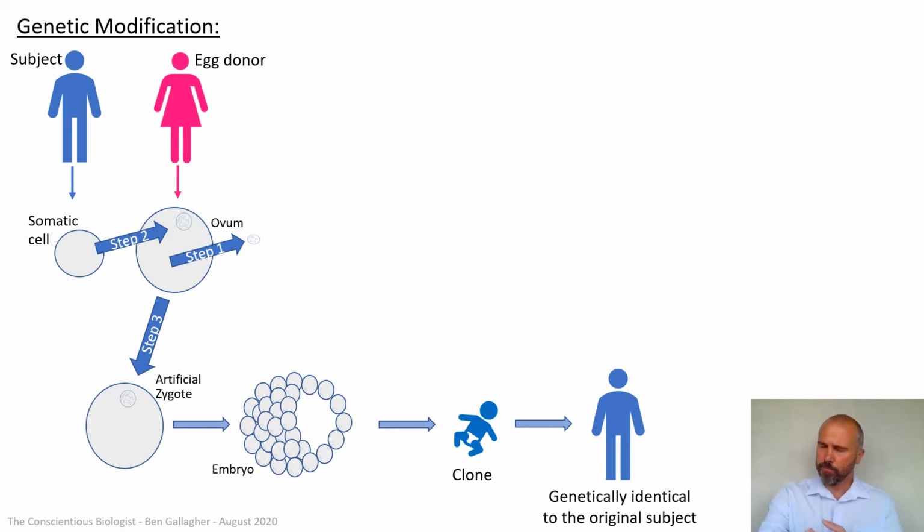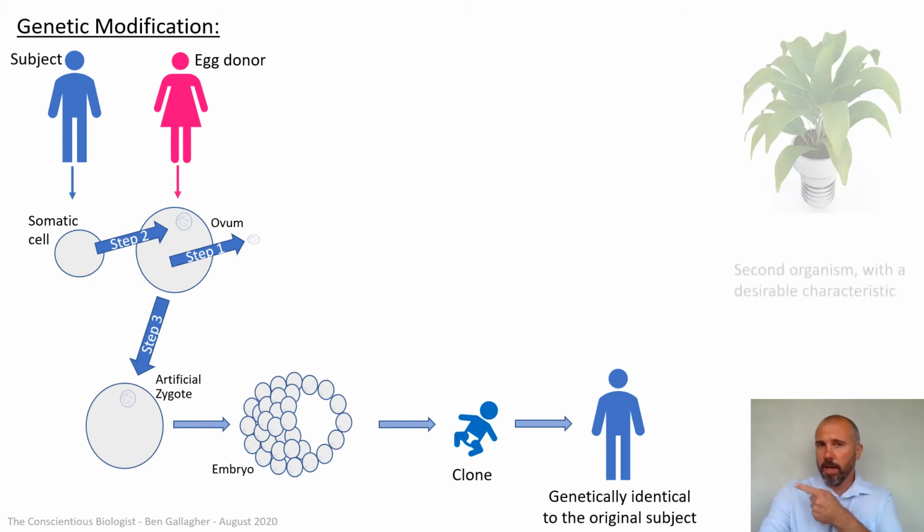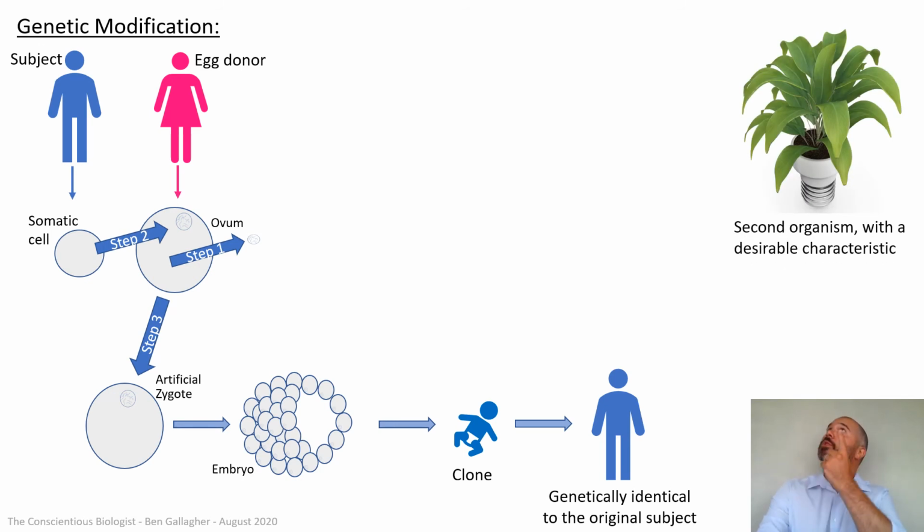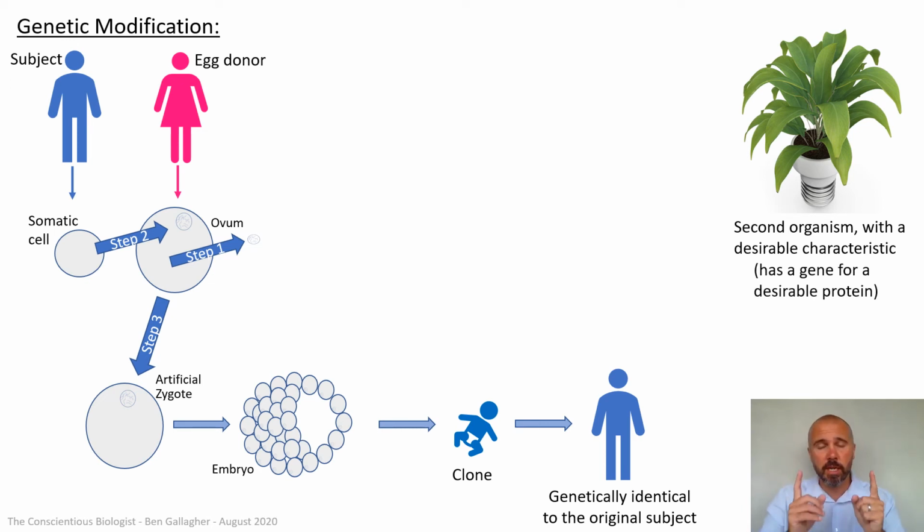Now, if I've got the original guy next to me, I might want to make an improvement to him. So I take a second organism with a desirable characteristic. When I say a desirable characteristic, I mean it has a gene for a desirable protein. In this case, I've got a plant. One amazing thing that plants can do is photosynthesis.